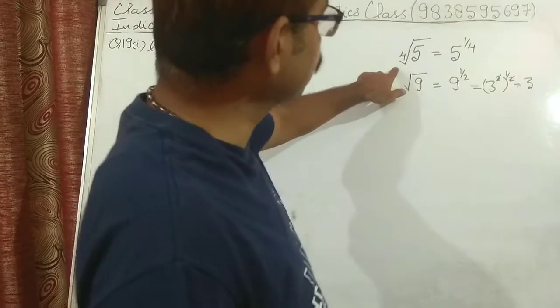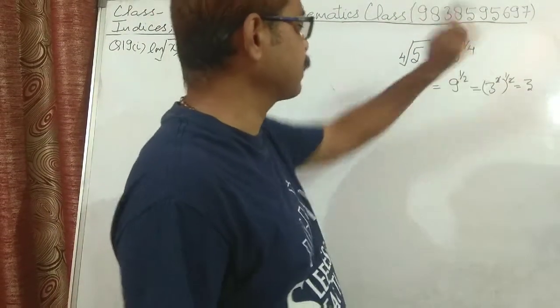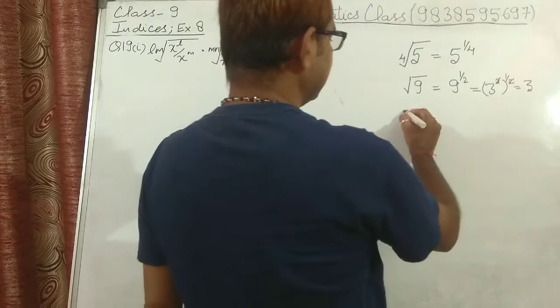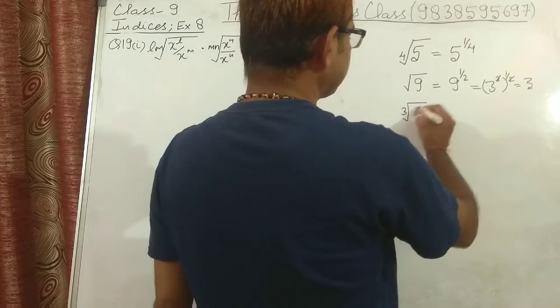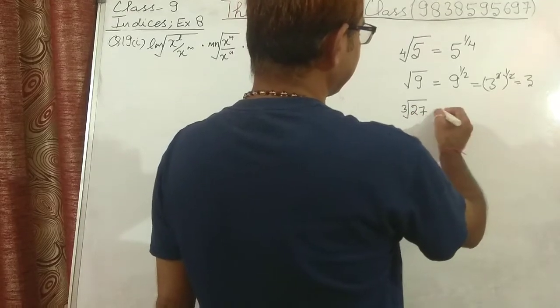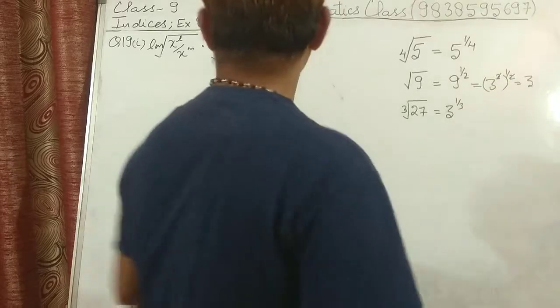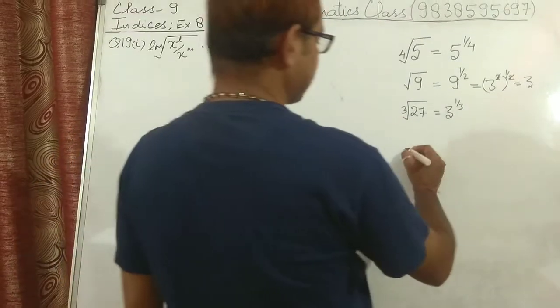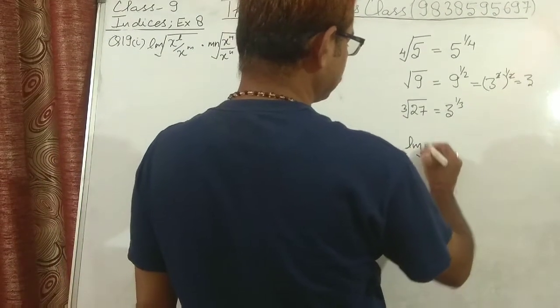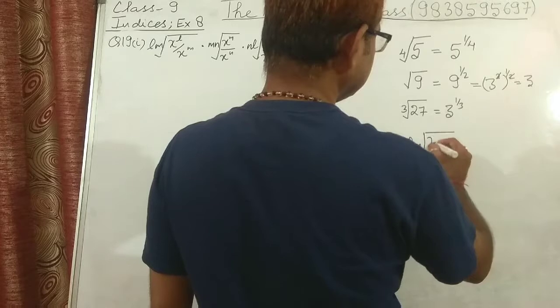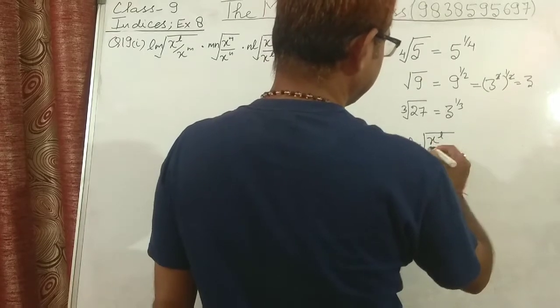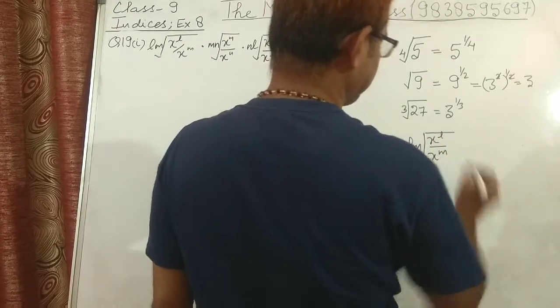So it is the 4th root. 5 can be written as 5 to the power 1 upon 4. Or you can say the cube root of 27 can be written as 3 to the power 1 upon 3. Similarly, I am writing the first part. It is written as the lth root of x to the power l upon x to the power m.